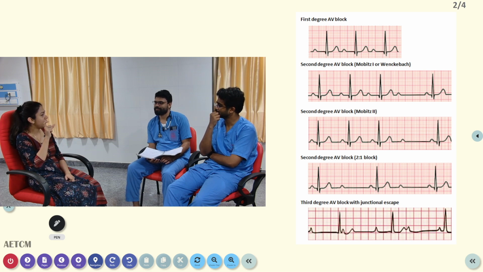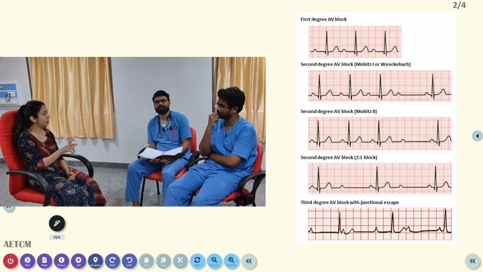If one P wave is not coming for more than 3 seconds, that is called a sinus arrest. So this patient has a high tendency for an asystolic cardiac arrest, the risk is very high. Okay, so we have talked about the blocks.